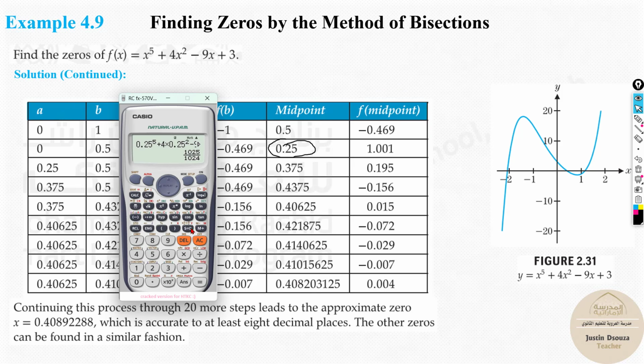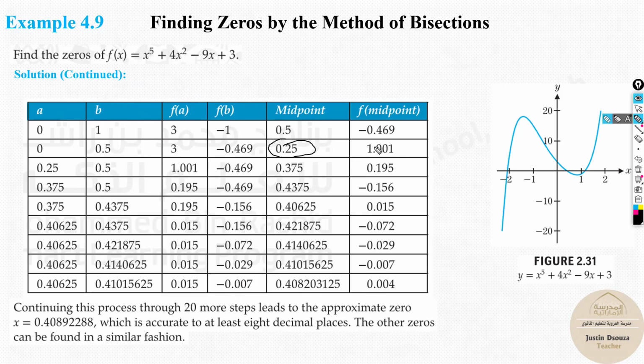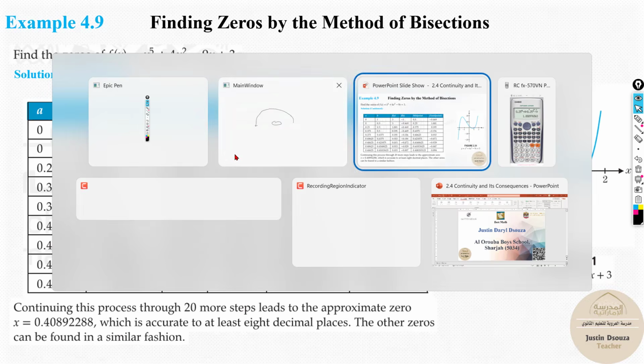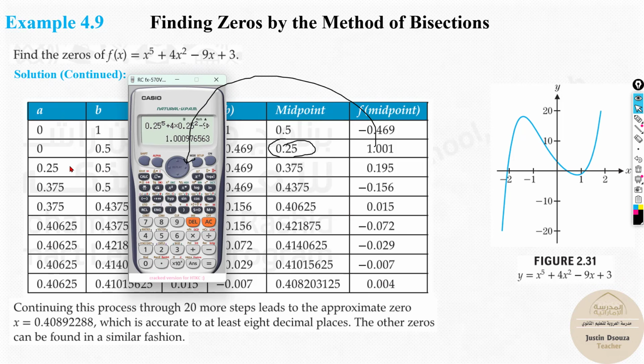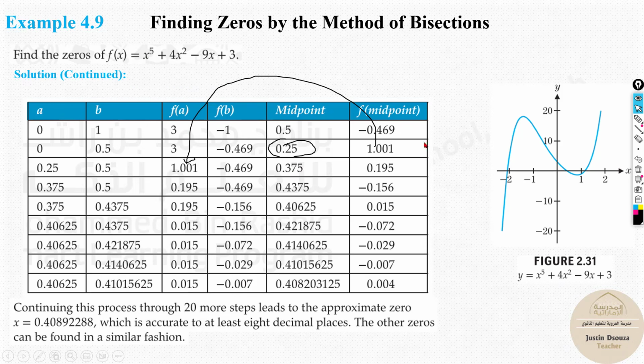And now press equal to, you will get 1.001. Now what you need to do, this is positive, so it goes over here below the f of a positive sign. So you get here a value as 0.25. Now what is the midpoint of these both? It's the average, but it's not always 0. Now over here it's 0.25, so you need to do 0.25 plus 0.5 divided by 2, and the answer is 0.375. Now put the 0.375 instead of x and you will get this answer, 0.195.